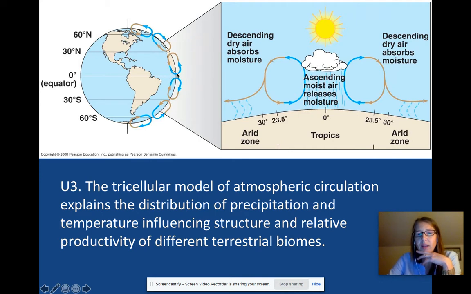Warm rising air is going to drop all the moisture, and then the dry air barrels back down at 30 degrees where the deserts are, and then returns back to the equator because it's going from high to low pressure, but it moves along the land, picking up more moisture again. So it's just keeping that circulating over and over again.